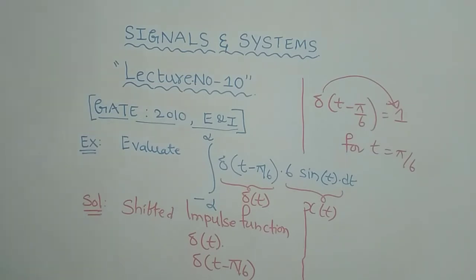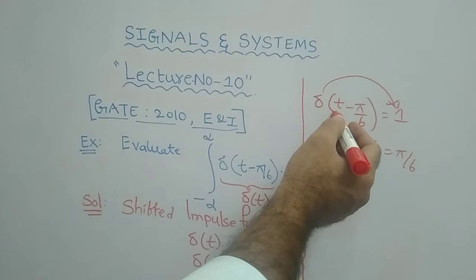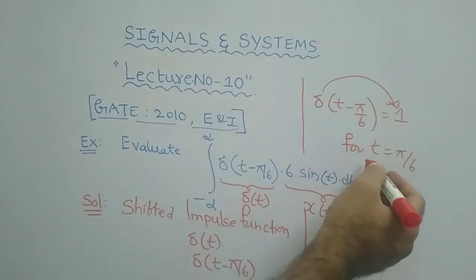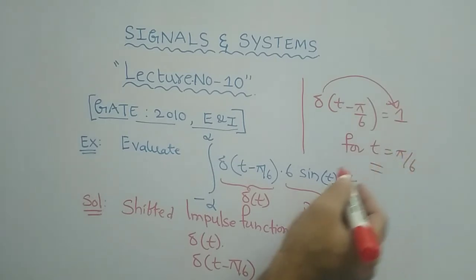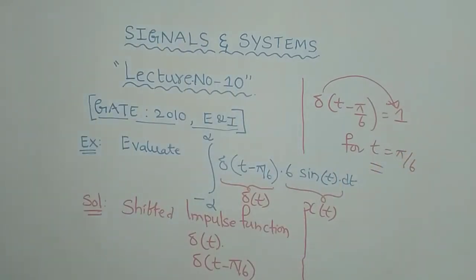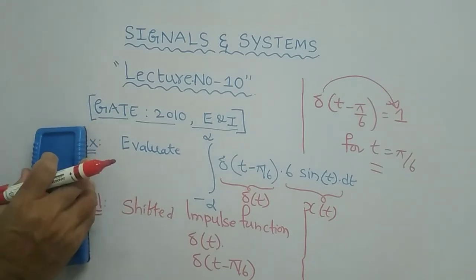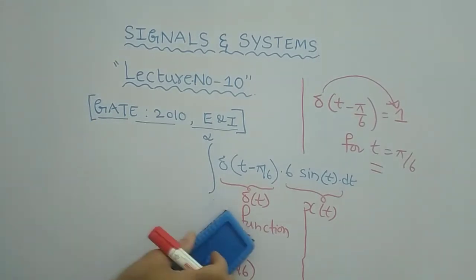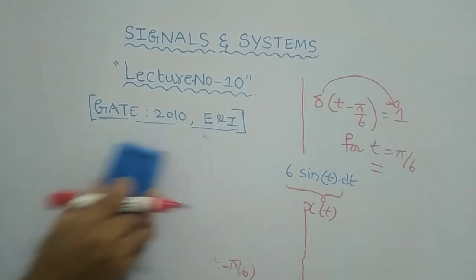So according to that, when will it become 0? If t equal to pi by 6. Therefore your t is pi by 6. So this t equal to pi by 6 value, you have to substitute in your x of t. If you substitute t equal to pi by 6 in the given x of t, I will erase this. What is x of t here?